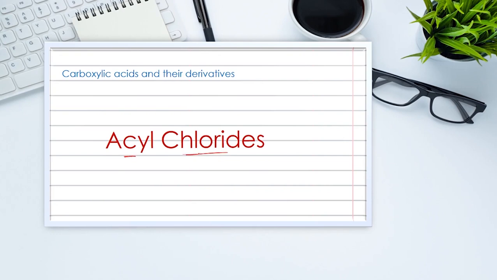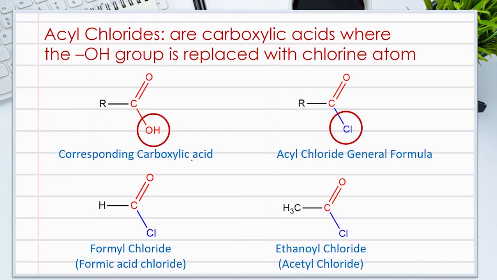What are acyl chlorides? Acyl chlorides are organic compounds similar to carboxylic acids, but with the hydroxyl OH group replaced with a chlorine atom. Examples of acyl chlorides are formyl chloride, HCOCl, which consists of one carbon atom, and acetyl chloride, CH3COCl, which has two carbon atoms.